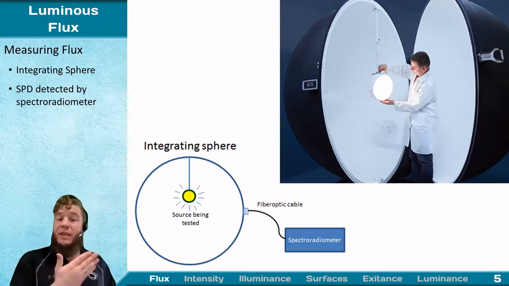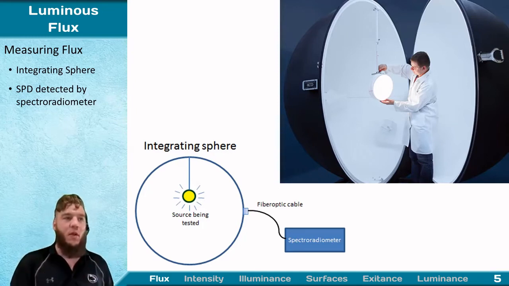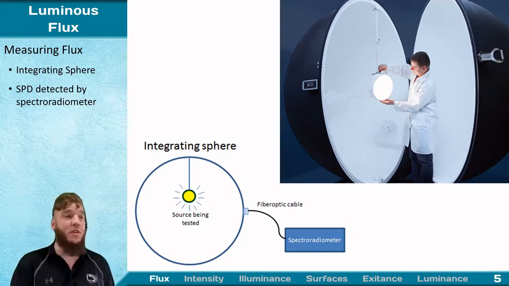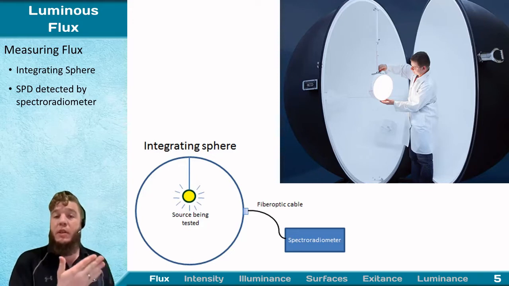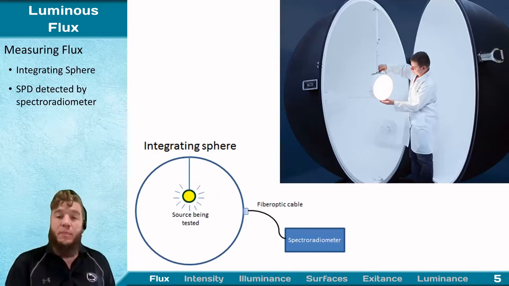Now, typically the inside of these things is going to be coated with this material called Spectraflect, which is this ultra white material. It's actually, interestingly, the same stuff we use on space shuttle heat shields, because it's so evenly reflective and universally reflective and absorbs almost no light.